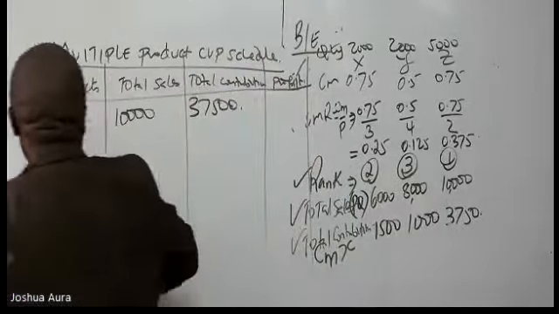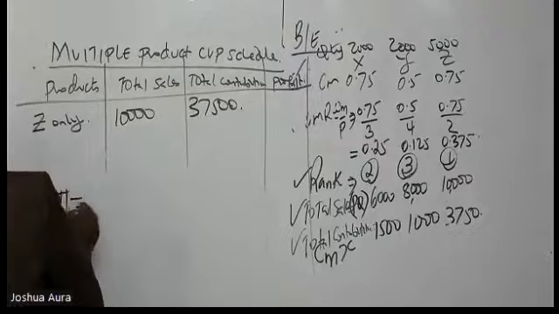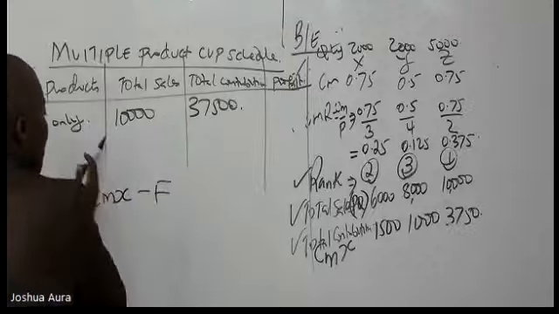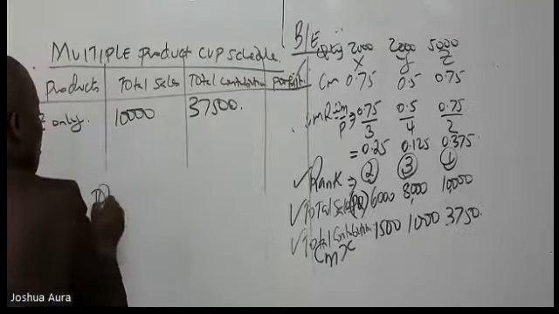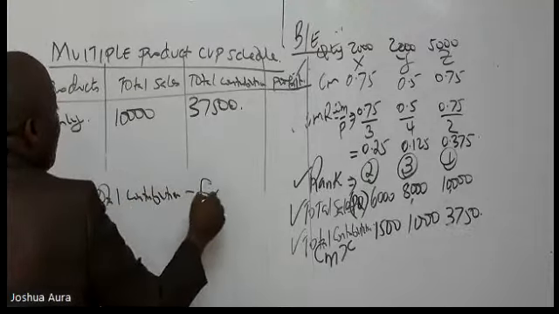Robert ameniambia kitu ya maana sana, ameniambia mwalimu, mimi najua kutafuta profit. Atukwamba mimi najua profit is CMX minus fixed cost. In short, profit is total contribution minus the firm's fixed cost.